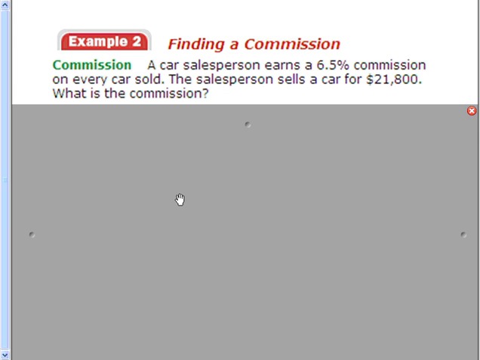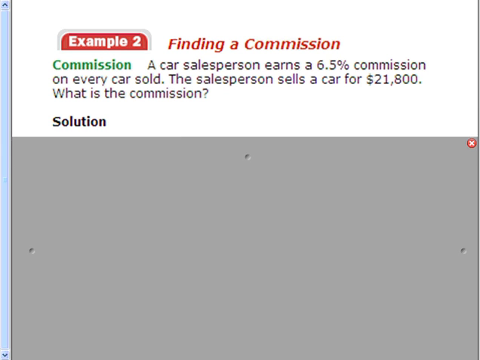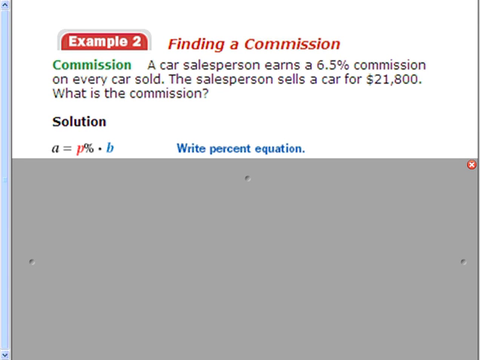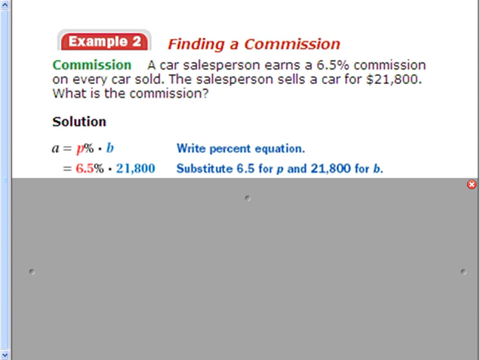The question is, the salesperson sells a car for $21,800. What is the commission? So here's their solution. Again, we're starting with our percent equation. A, the part, is equal to P percent times B, the whole. They're starting to substitute some things in. 6.5% was given to us in the problem, so they're putting that in place of P percent. And they're putting 21,800 in for B.